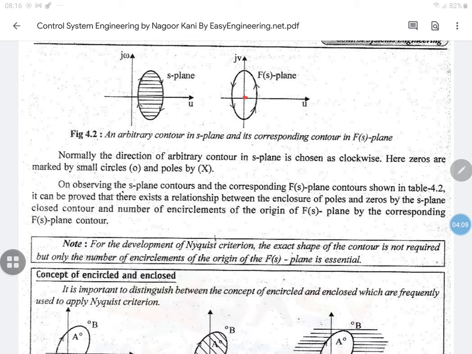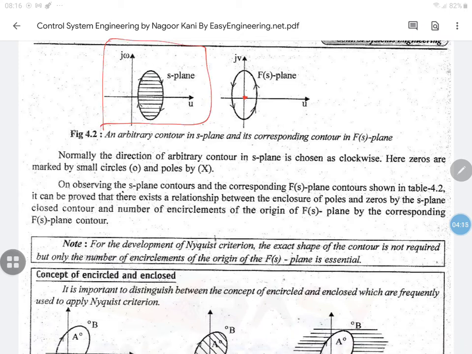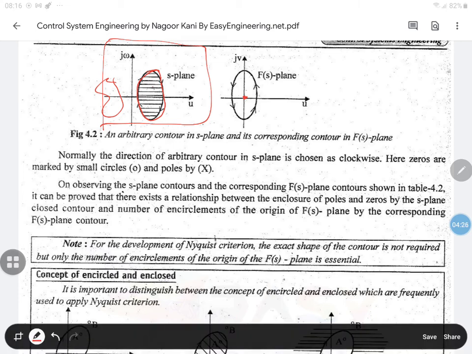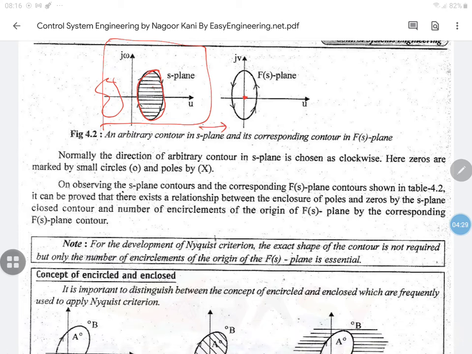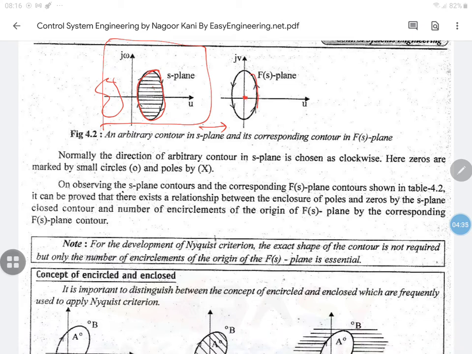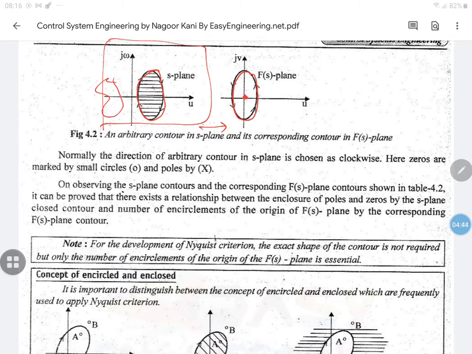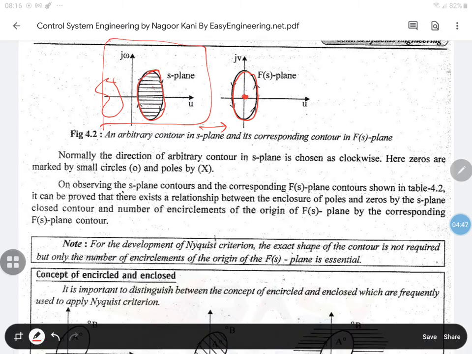So what we are doing is, in the s plane, you have this area in the right half of the plane. This is the left half of the plane, this is the right half. Corresponding to that, if you plot in the f of s plane, you can see this graph is encircling a point, and that point is the origin. You should note this. This is how you have to compare.